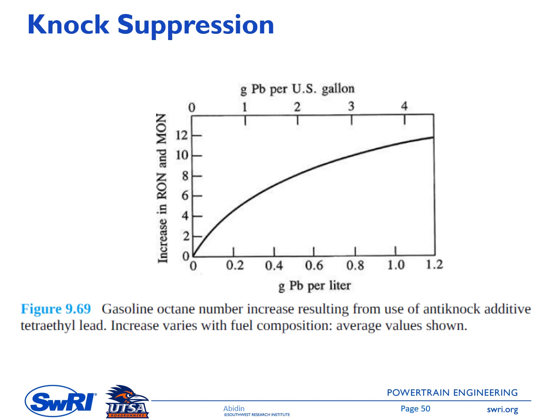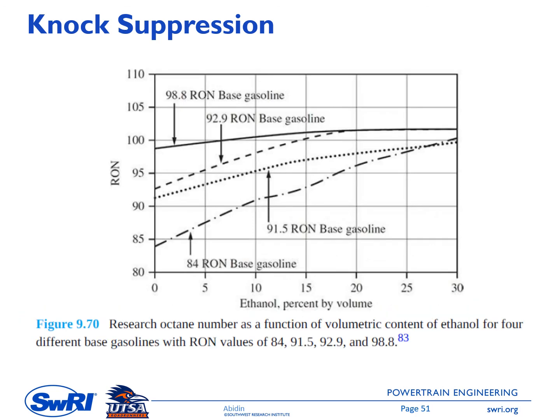Octane number can be increased by adding additives to the fuel. In the past, we had tetraethyl lead added to the fuel. This figure is showing the increase in RON and MON as a function of the additive mass per liter of the fuel. So as you can see on this figure, RON and MON increase with the increase of the additive amount in the fuel. Due to its toxicity, this tetraethyl lead additive is not allowed anymore. In the US, the gasoline fuel is usually mixed with 10 to 15% ethanol. Therefore, we have E10 or E15 fuel.